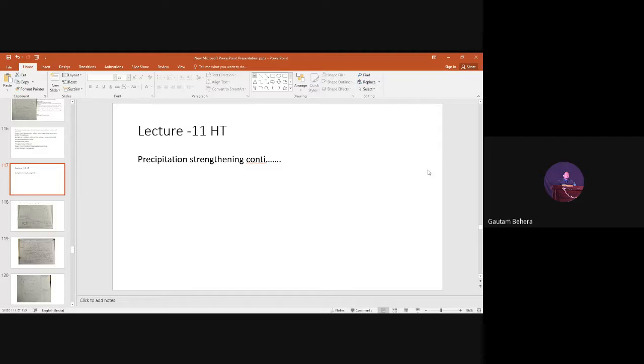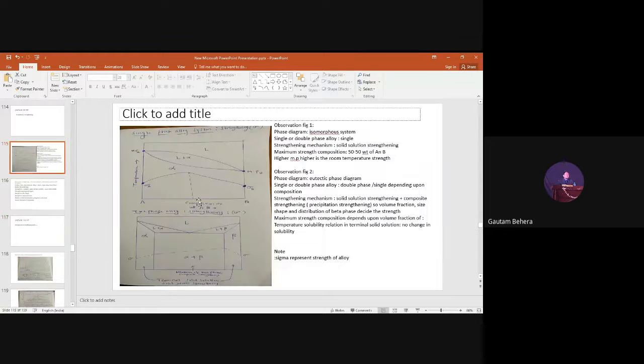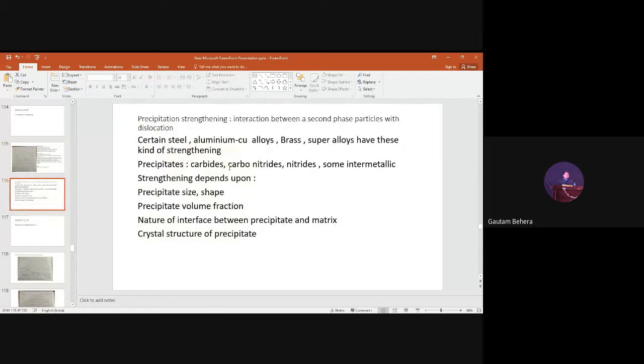So this is lecture number 11 of this heat treatment class, and we'll discuss the same thing, that is precipitation strengthening. So we'll stick to that topic, and already you have started talking about these things. Isomorphous system and two-phase alloy system, right? Now, also we have talked about how precipitation strengthening will be there, and what are the different precipitates we can have.